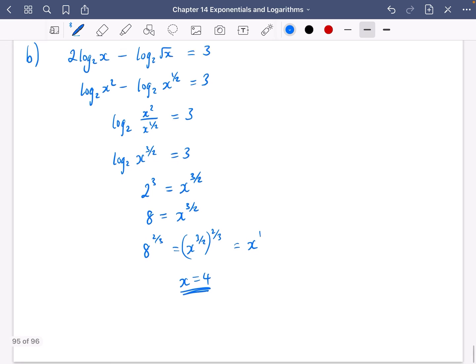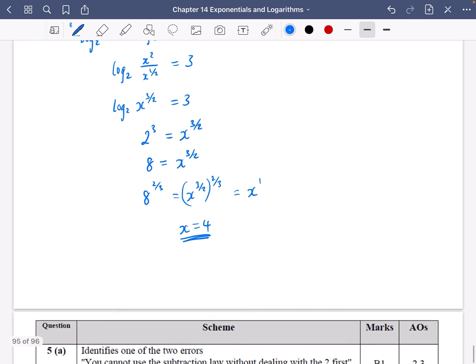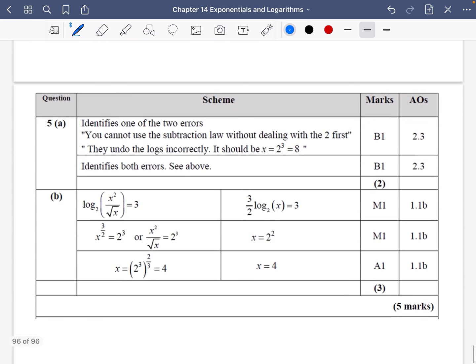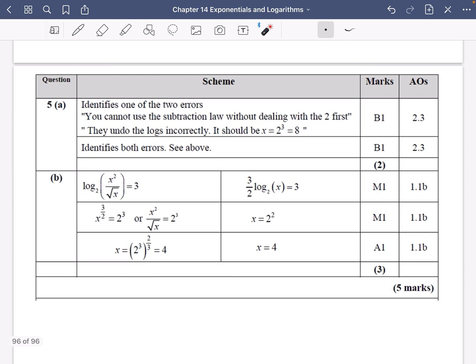Okay, let's see if the solutions are right. So we've got the 2 errors here. You cannot use the subtraction law without dealing with the 2 first, and they undo the logs incorrectly. We got both of those. And the correct answer here is 4 that we've got. I think we kind of followed this method, but there was a different method you could have done, but I prefer this one that we've got here.